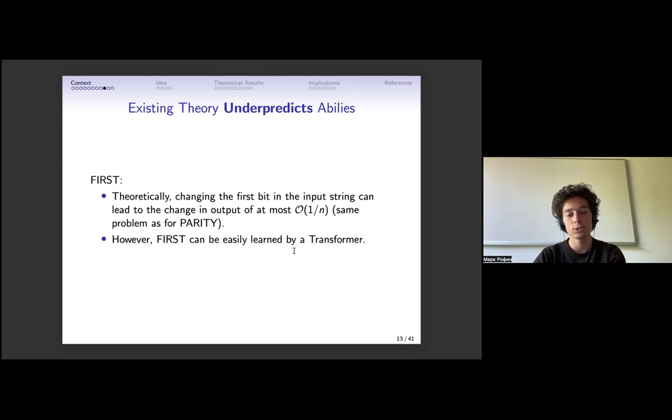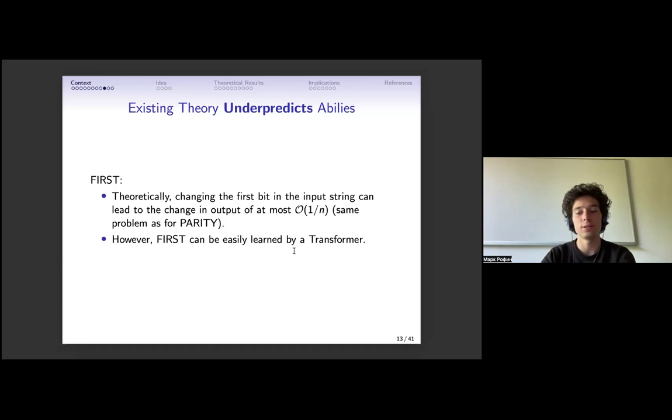And with first, there is an opposite situation. So theoretically, there is a known limitation that changing the first bit in the input of a transformer can lead to a change in the output of at most 1 over n. And this influences any function like parity or first. So theoretically, if parity is hard for a transformer, then first should also be hard for a transformer because of this restriction. But in practice, first can easily be learned by transformers.